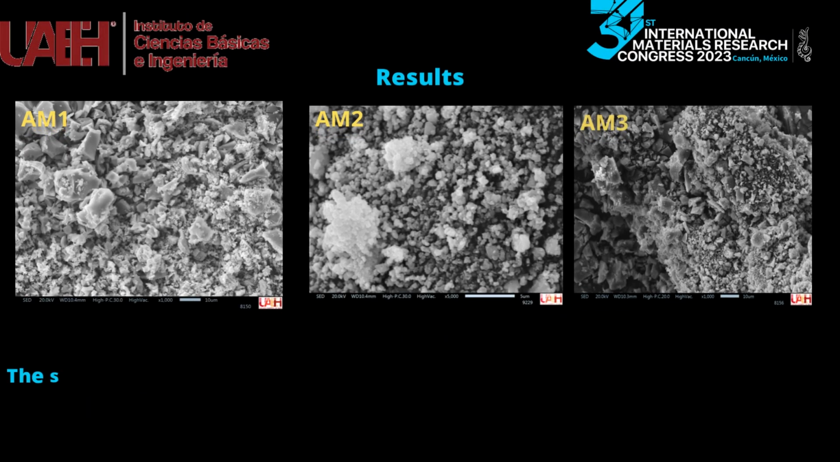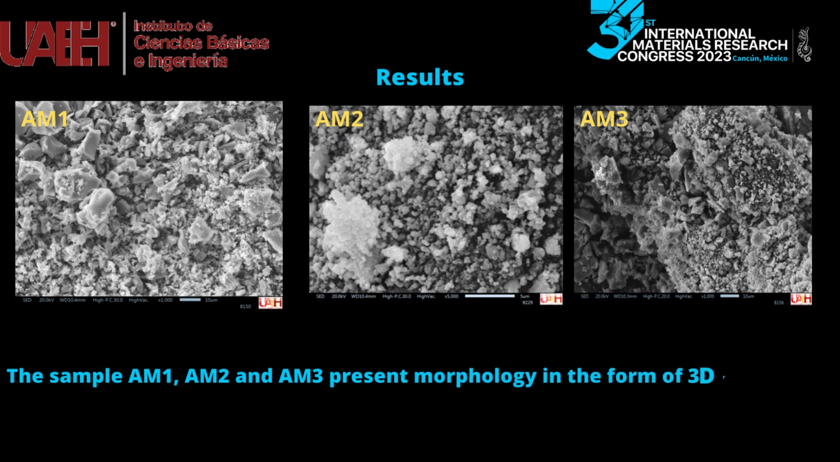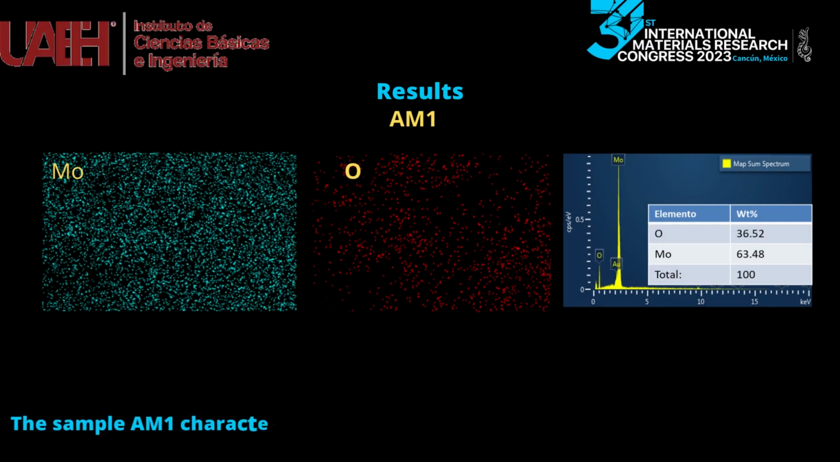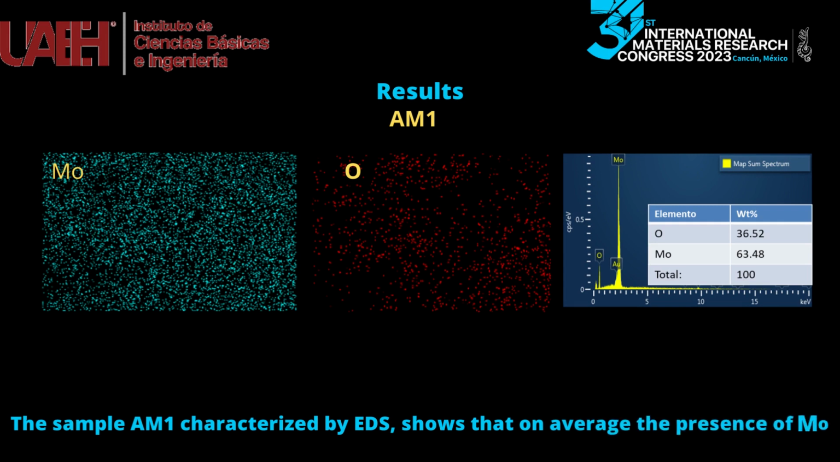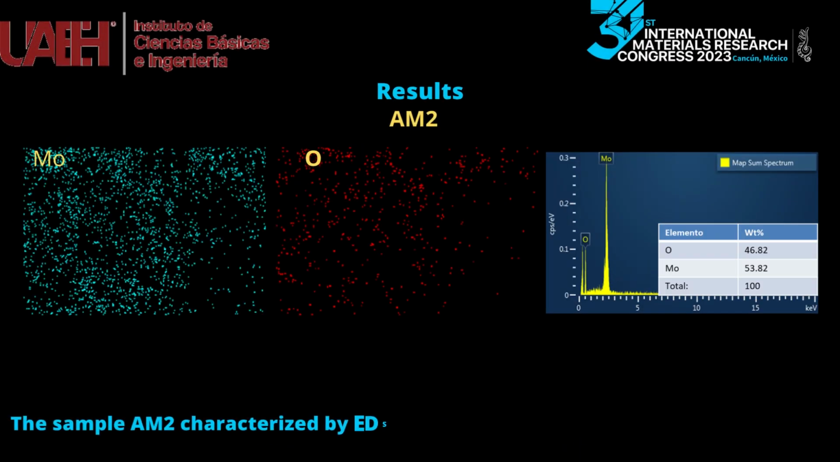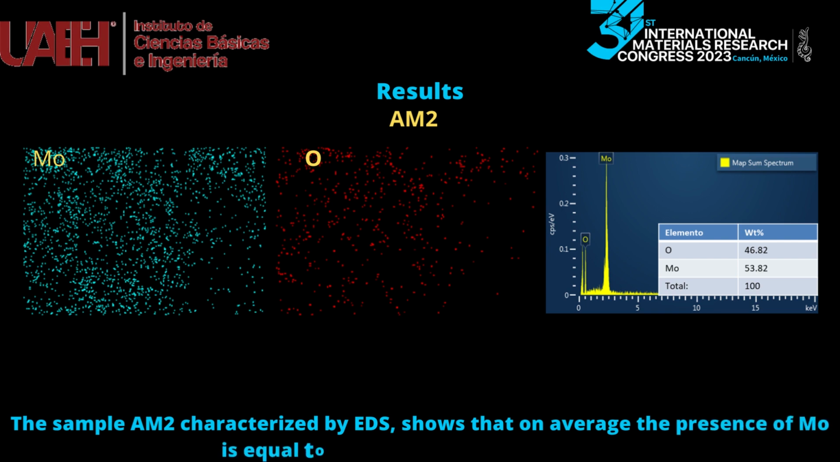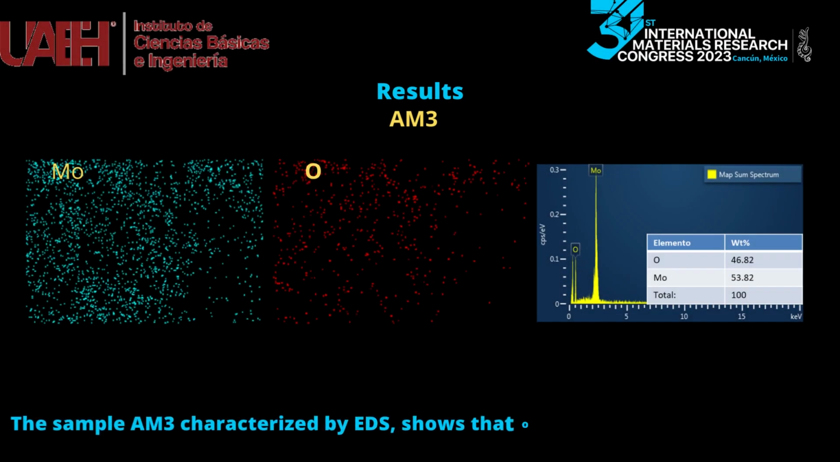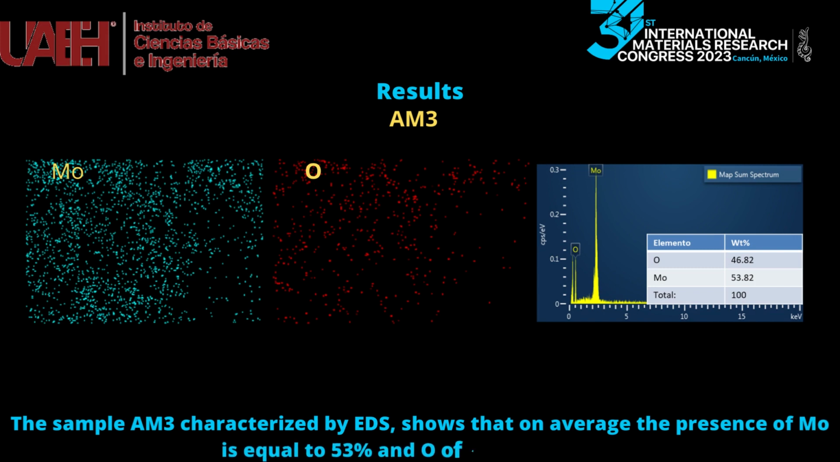The samples AM1, AM2, and AM3 present morphology in the form of 3D rectangles, spheres, and sheets respectively. The sample AM1 characterized by EDS shows that on average the presence of molybdenum is equal to 64% and oxygen of 36% by weight. The sample AM2 characterized by EDS shows that on average the presence of molybdenum is equal to 53% and oxygen of 46% by weight. The sample AM3 characterized by EDS shows that on average the presence of molybdenum is equal to 53% and oxygen of 46% by weight.